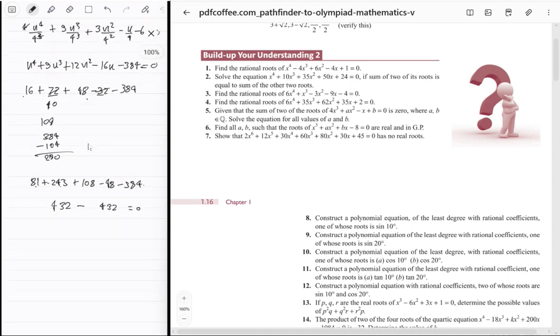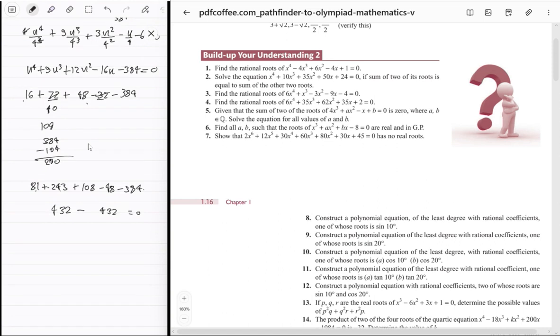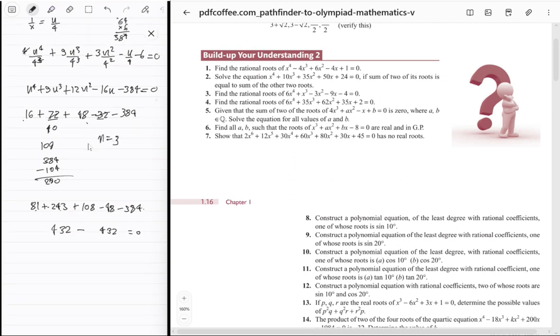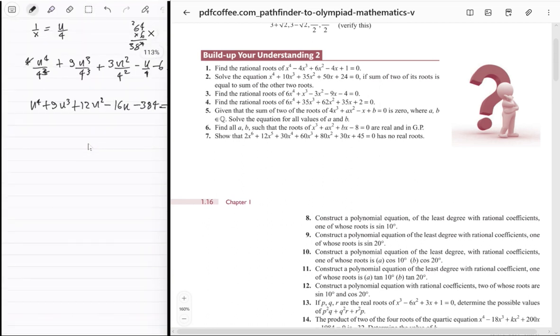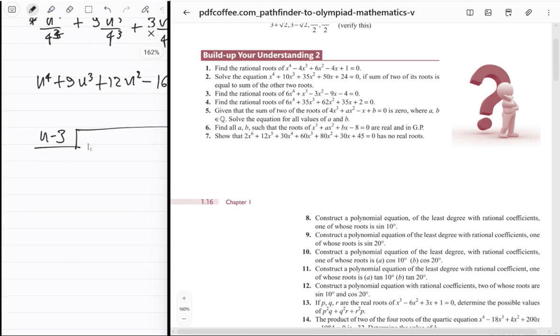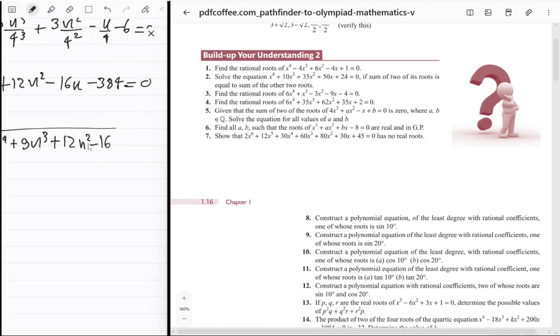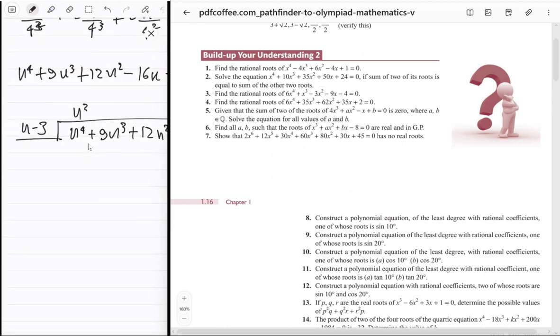Right. So now that we have this, yeah, this is equal to 0. What does that mean? u equal to 3 is a root for this equation. So just factorize this using u minus 3 as our divisor. There we go. Let's figure this out. u power 4 plus 9u cubed plus 12u squared minus 16u minus 384. Okay, let's start. So u cubed, got u power 4 minus 3u cubed.